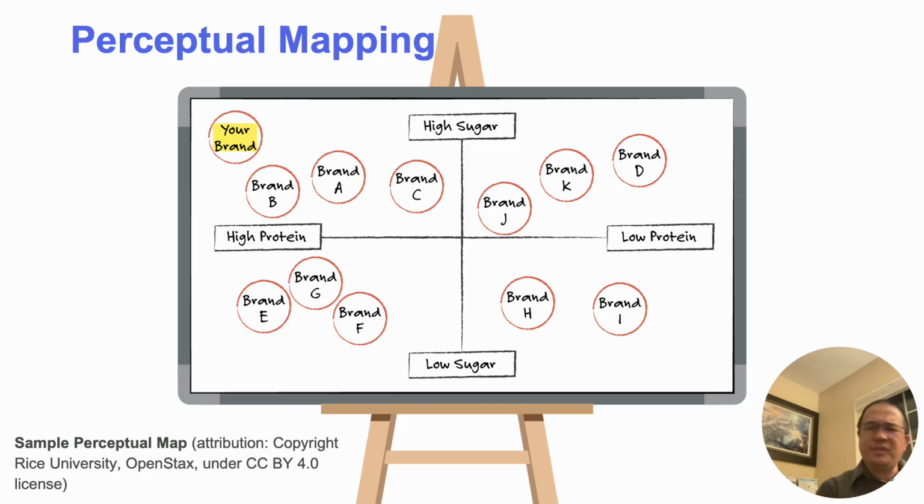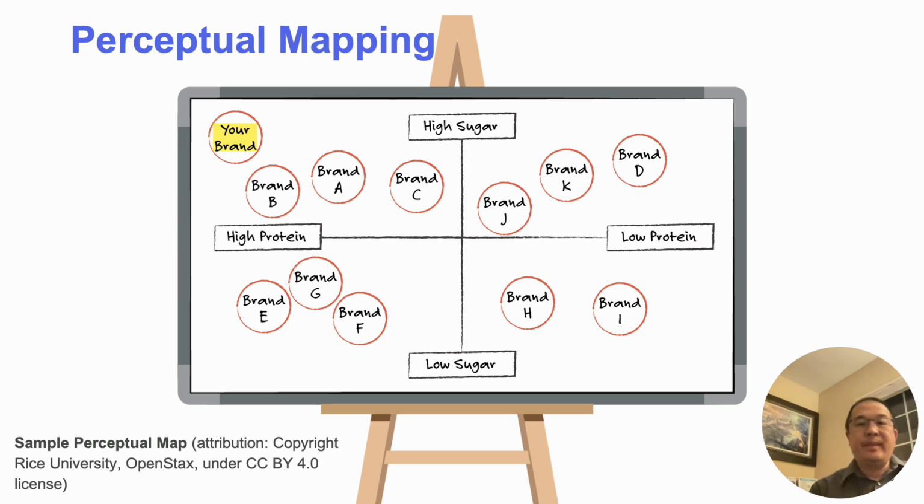So why do companies use perceptual maps? Perceptual maps help marketers, number 1, understand customer perceptions. Customers may view products differently than companies expect. Number 2, identify competitors. Brands located close together compete directly. These brands are also likely to compete for the same customers.